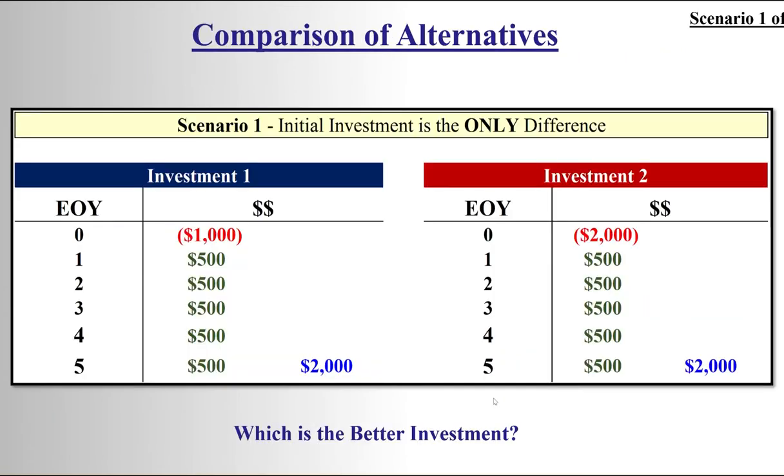So we'll start with scenario 1. Initial investment is the only thing that's different. So $1,000 for investment 1, $2,000 for investment 2. But as you see, all the cash flows are the same at $500, and the sales proceeds is $2,000 for both of them. Which is the better investment?